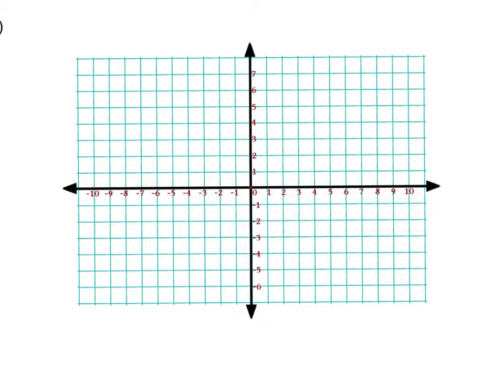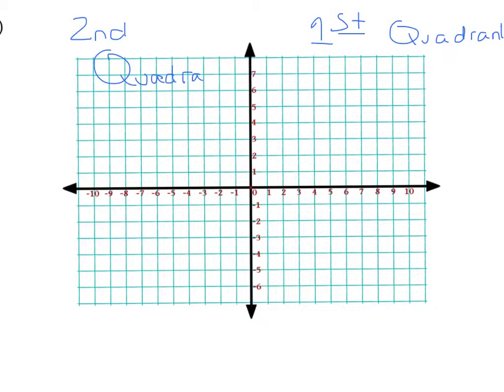We start labeling with the upper right quadrant. So the upper right will be our first quadrant. Our second quadrant is the upper left. Then we move down to our third quadrant. And last but not least, we have the fourth quadrant in the lower right-hand side.